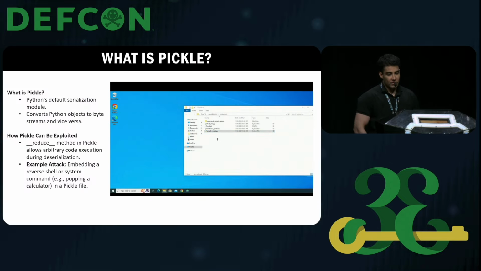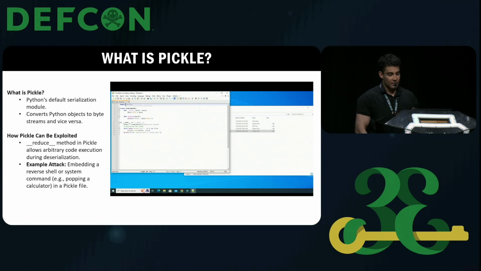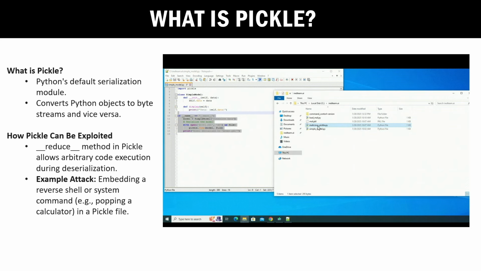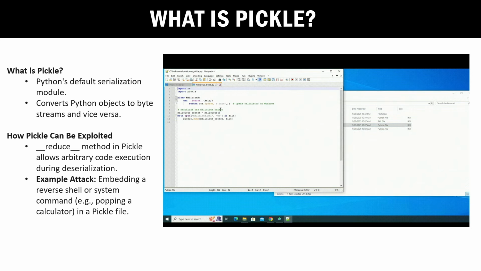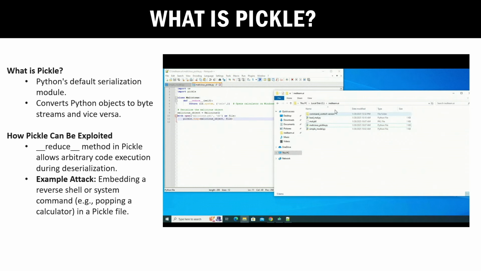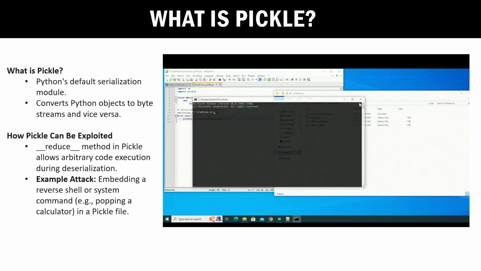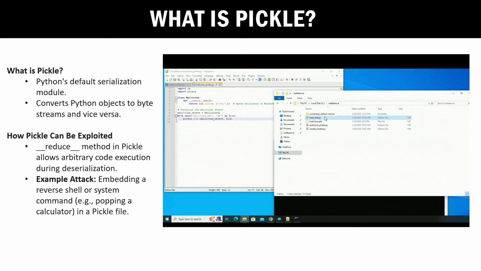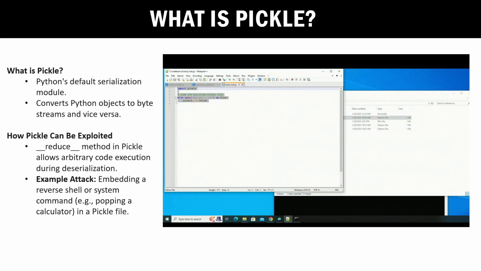In this demo, I'll show you real quick how you can turn an object into a pickle file. It's a very simple method. And then next, we're going to look into how you can create a malicious pickle, which is, again, very simple. In this example, we're just going to pop up a calculator. And then we have our load.pickle, which is just going to load our pickle file and pop up a calculator. So that's really what the demo is.